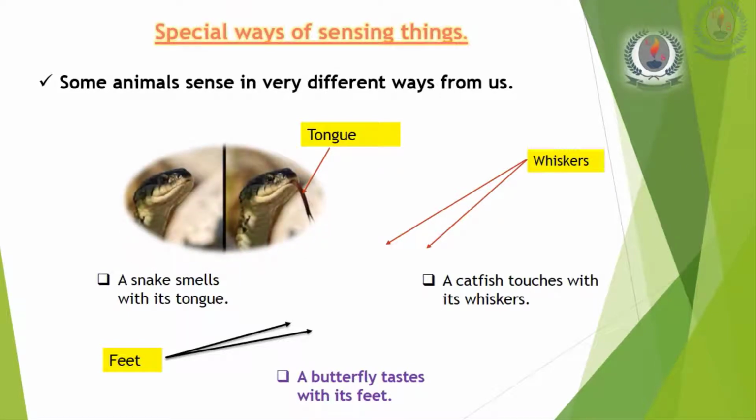In the first picture, you can see a snake, children. A snake smells with its tongue. Tell me, children, how a snake smells? Yes, with its tongue.